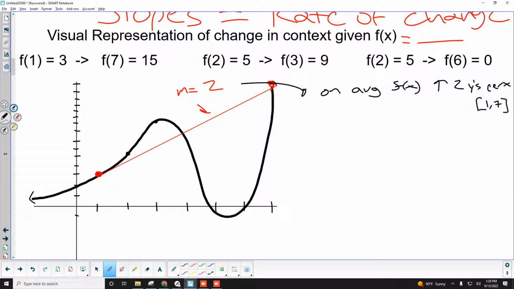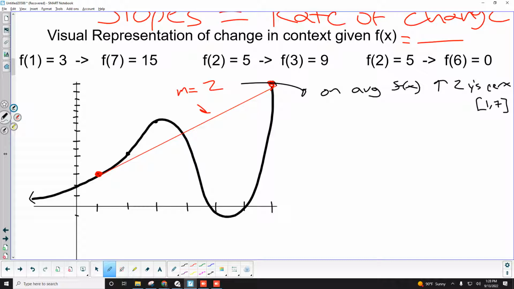Now, why do I have to say on average? Why can't I just say f of x is going up 2 y's per x from 1 to 7? Tell your neighbors, why do I have to say on average? Good, it's not actually going up at this rate. It's going up faster. Oh, it's slowing down. It kind of stops. It starts going down. It doesn't go up the entire time. It flattens out, it goes up. So the function's doing a lot of crazy stuff.